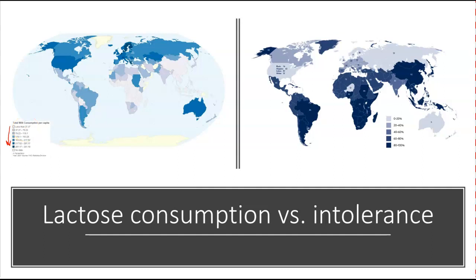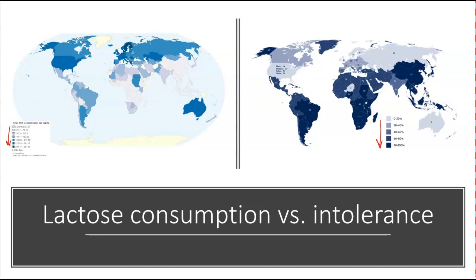When you compare that map to the map on the right, this is actually the incidence of lactose intolerance. As you go down this legend, the incidence of lactose intolerance is increasing, ultimately up to even 100%. You'll notice that in areas where high milk consumption occurs, there is low lactose intolerance. In areas where there is zero milk consumption, there is a very high incidence of lactose intolerance. There is a literal inverse between these two, which is very strong.